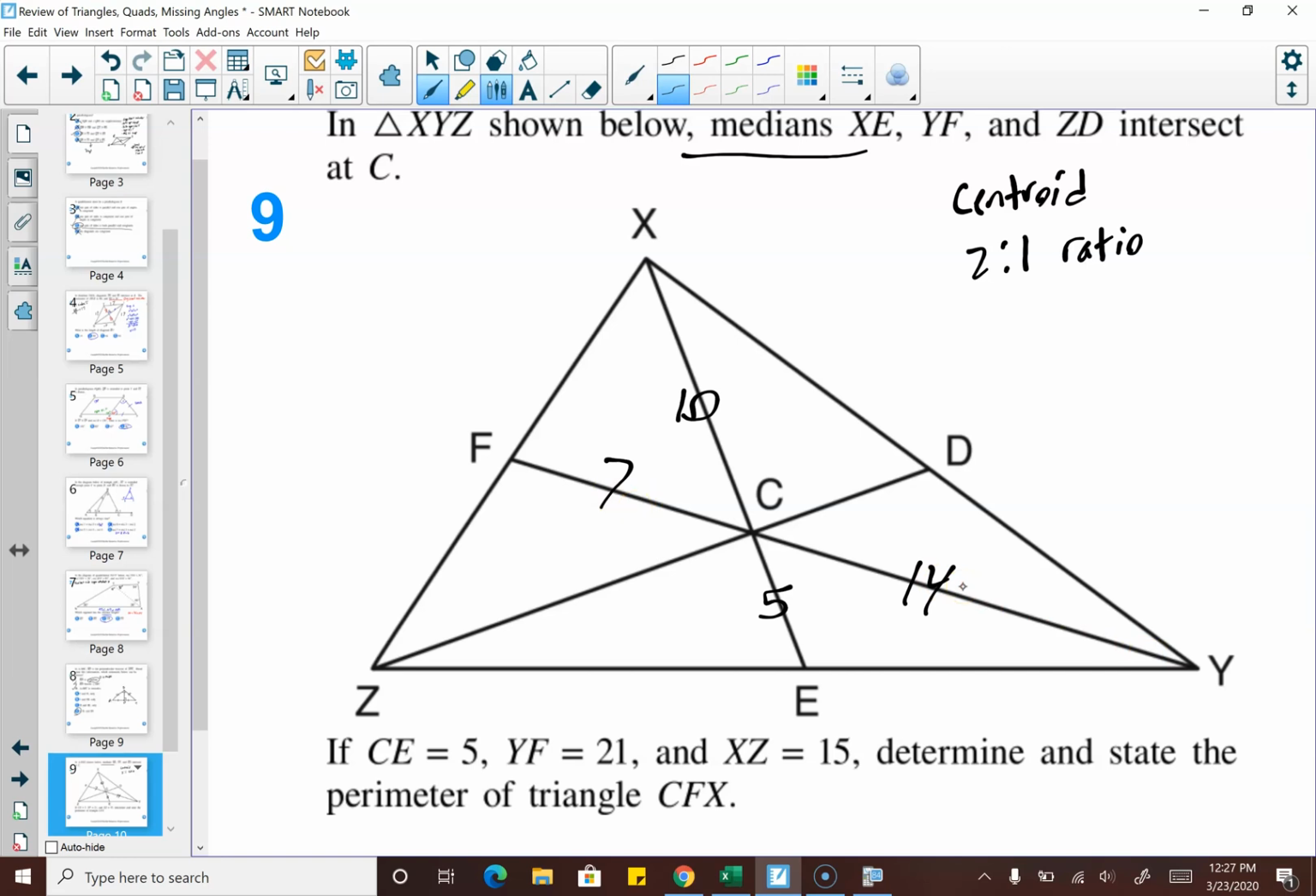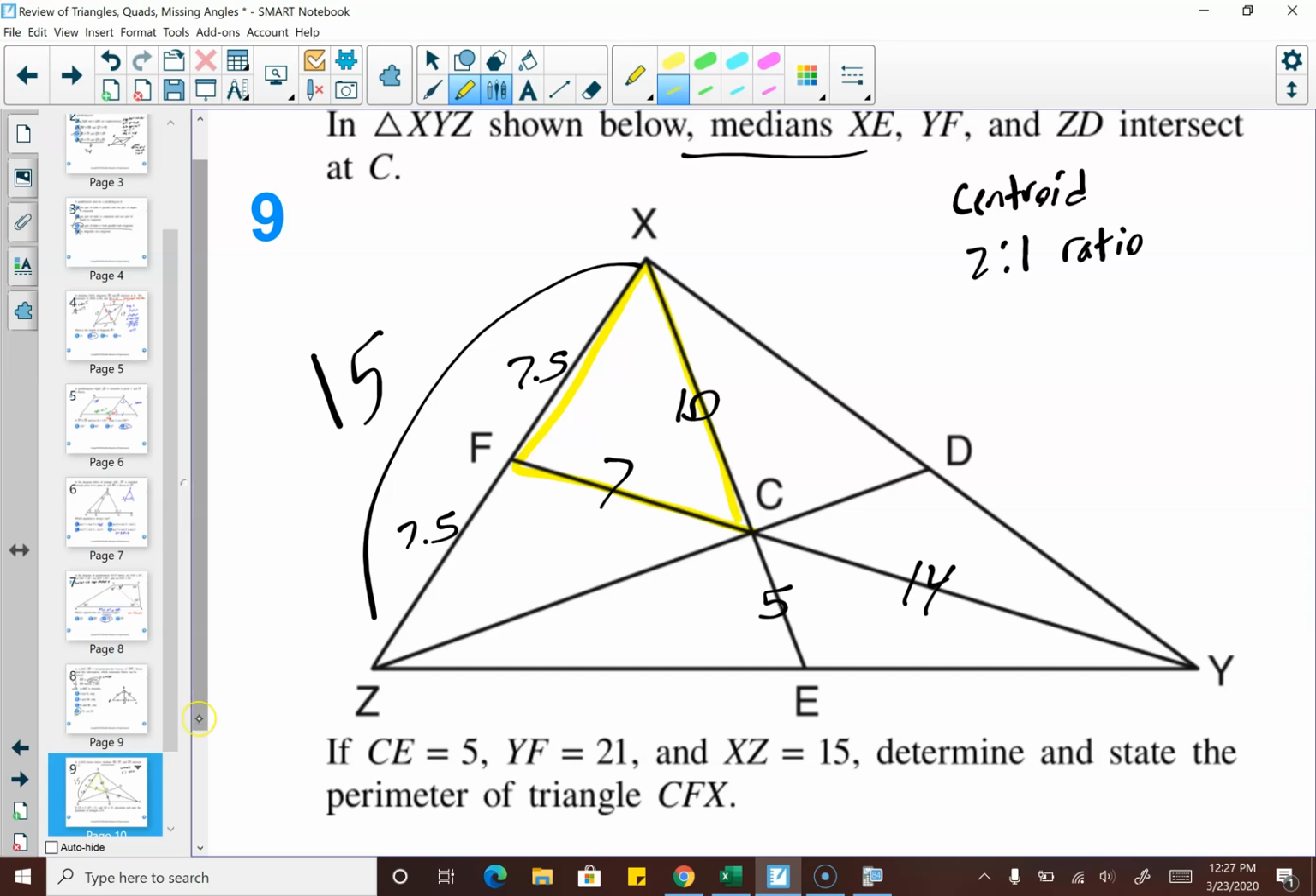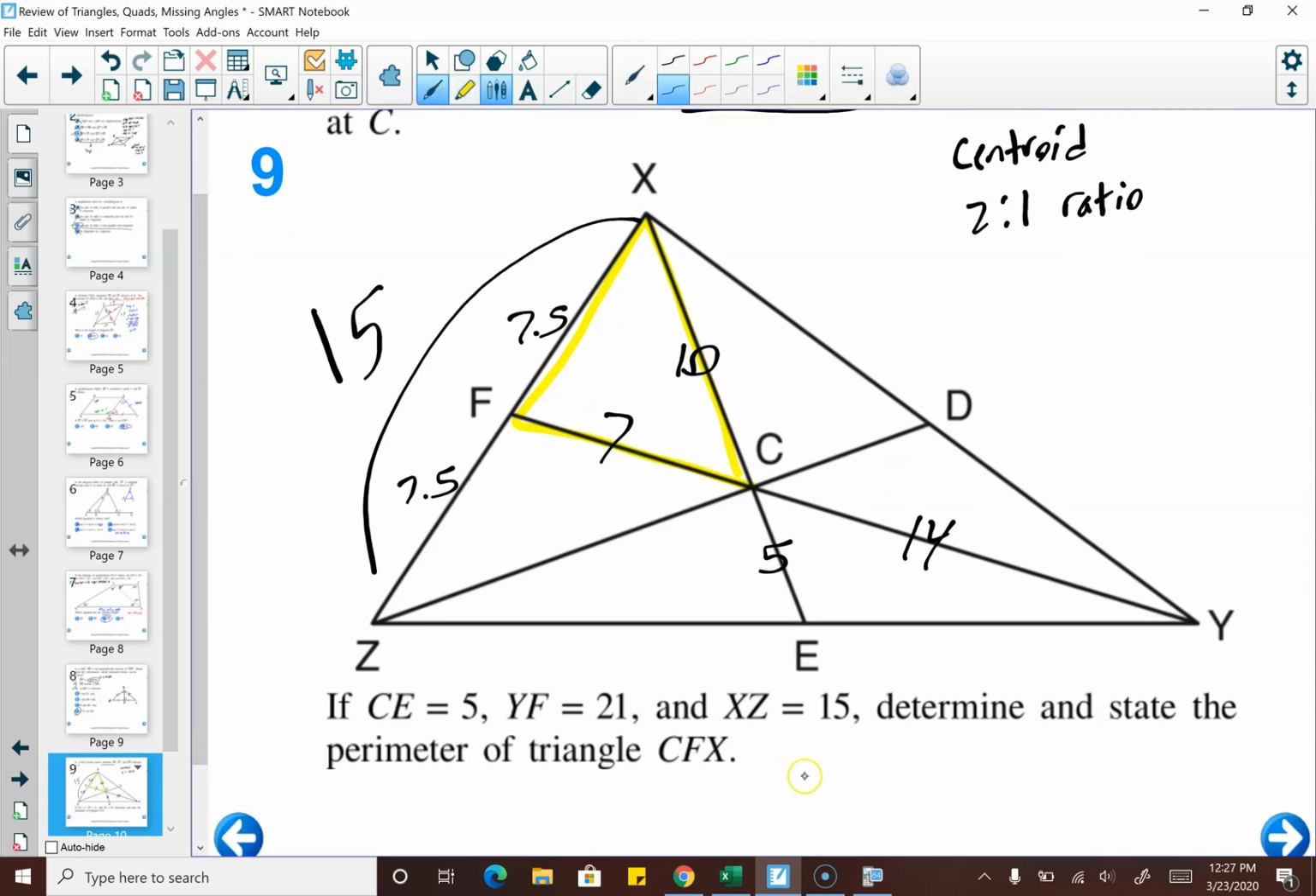If XZ is going to be 15, then that means, again, if they're all medians, it's cutting them in half in this case on the outside, so each of those is 7.5. Determine and state the perimeter of triangle CFX. Well, if you add all those up, you end up with 10 plus 7 plus 7.5, which gives you a perimeter of 24.5.